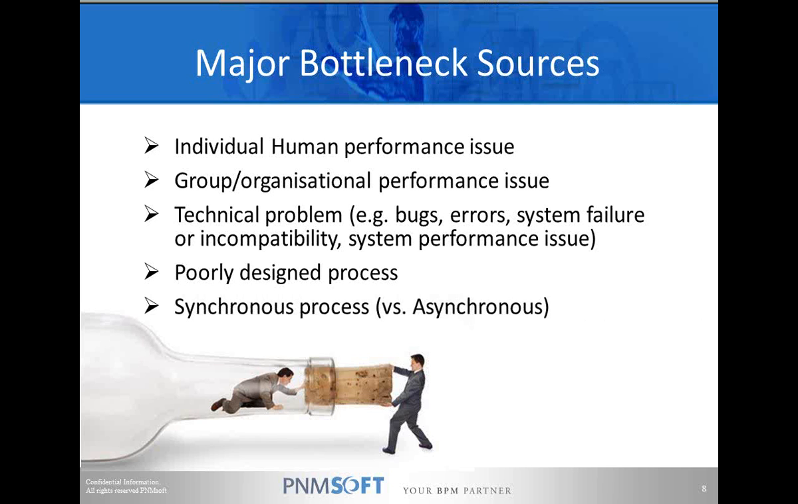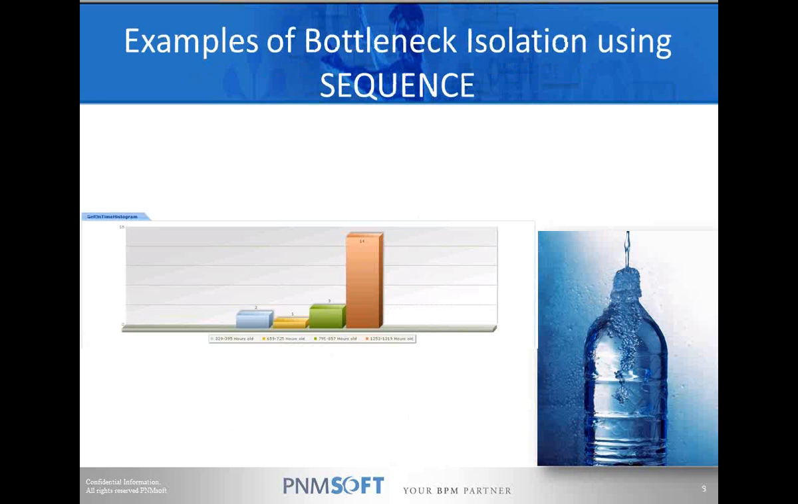And finally, it could be an issue of designing a process which is synchronous when it should be asynchronous, as in you have part of the process which takes longer, and it's been set up in series, and the entire process is waiting for that activity to complete, whereas if you set up the workflow in parallel, you could be achieving a lot more at the same time as that process takes to complete. So that's some of the theory behind the major bottleneck sources. And now I'm going to give the microphone over to Shlomo to give some actual practical examples of how to isolate and eliminate bottlenecks using Sequence.